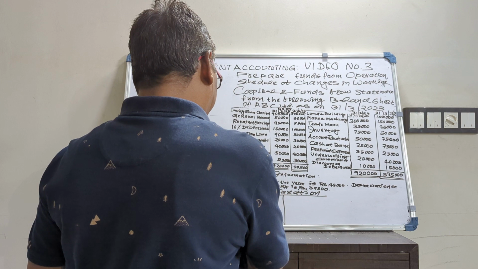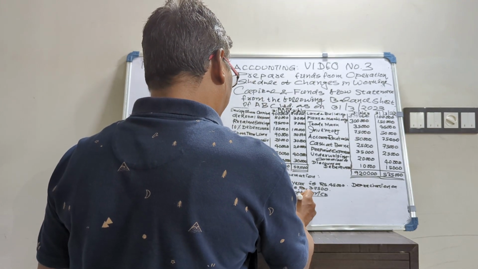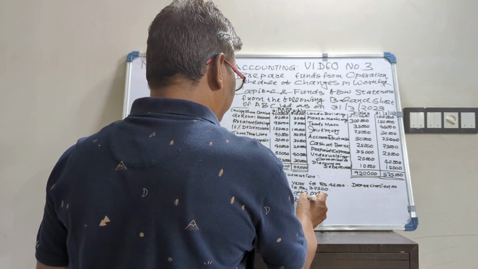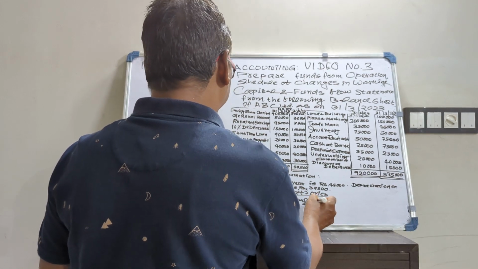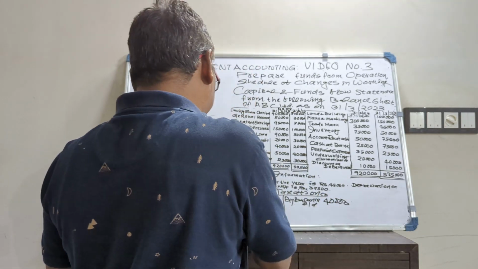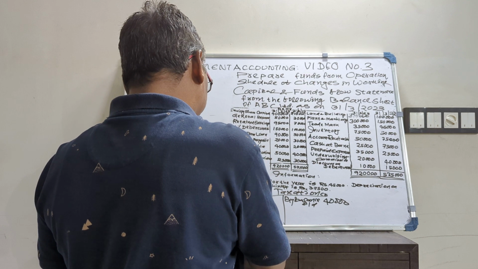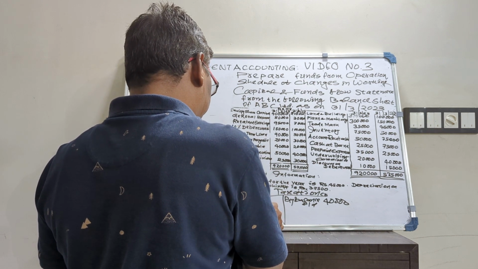Left hand side debit side, right hand side credit side. So credit balance means by balance brought down. This is opening 40,000, then closing to balance carried down. So closing is 50,000 carried down.